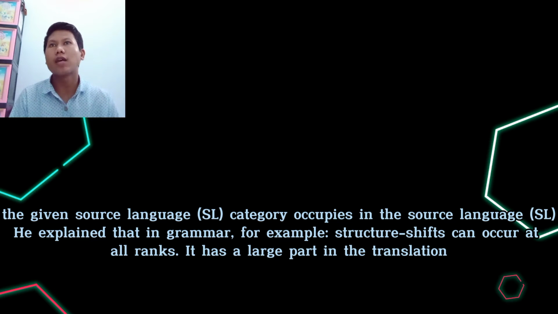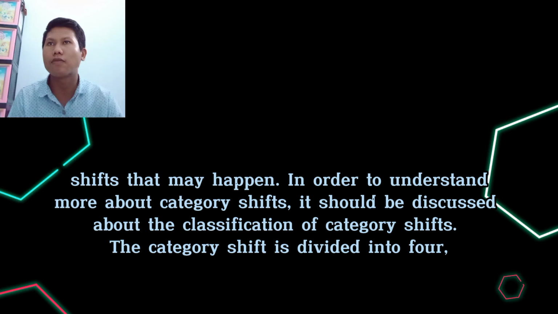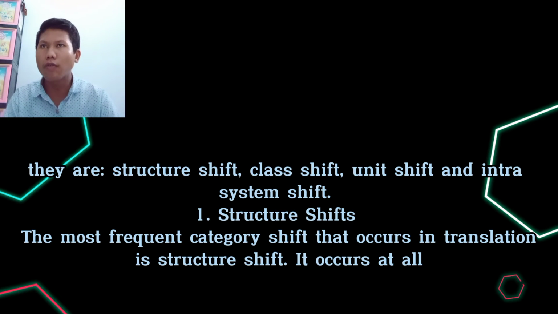He explains that in grammar, for example, structure shifts can occur at all ranks. It has a large part in the translation shifts that may happen. In order to understand more about category shift, the classification of category shift should be discussed. The category shift is divided into four. They are structure shift, class shift, unit shift, and intra-system shift.